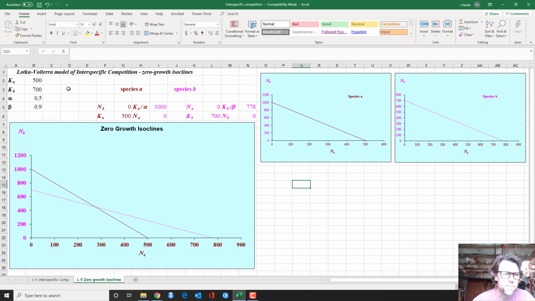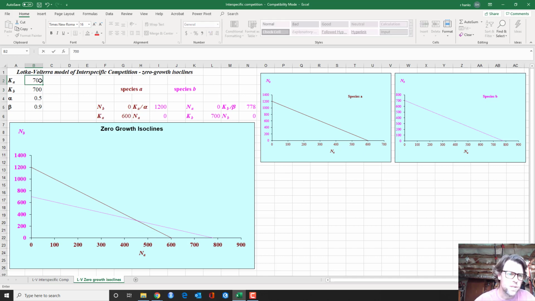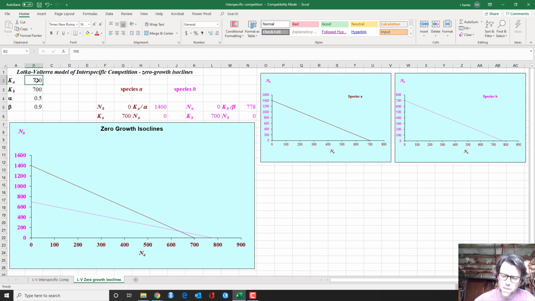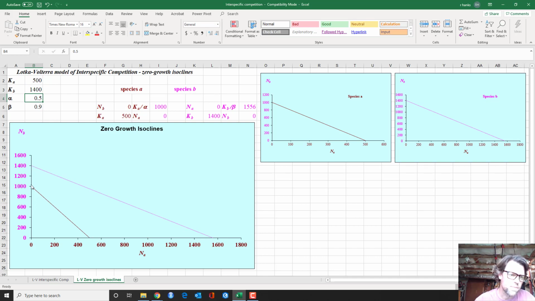So if we look at some changes here, we start with the carrying capacity of 500 for species A, and we can change that to 600, not 60, 600. And you can see how the curve at the bottom changed. If I make them equal, you can see what happens. Go back to 500, and then let's say we double it. You can see that these two species could not coexist in this situation. So let's put it back at 700.